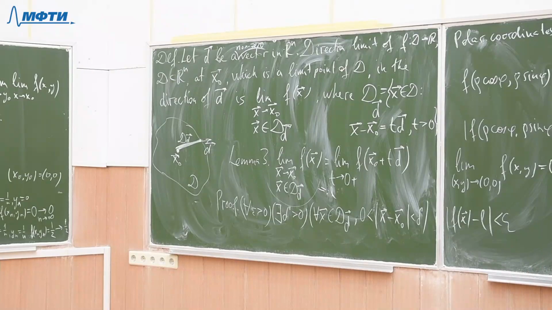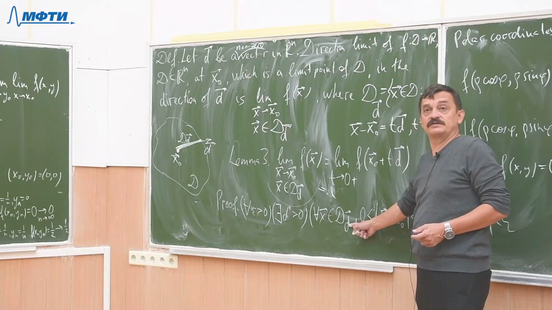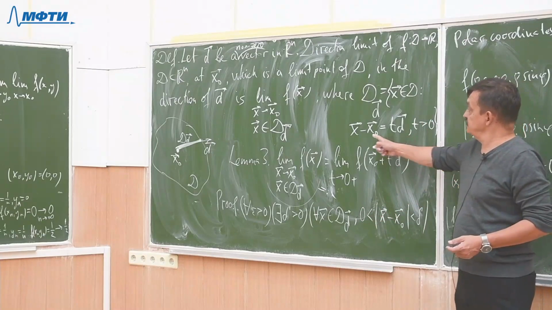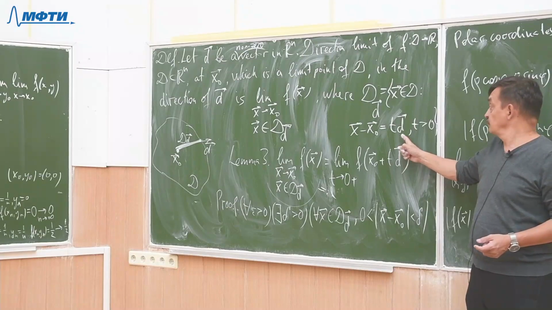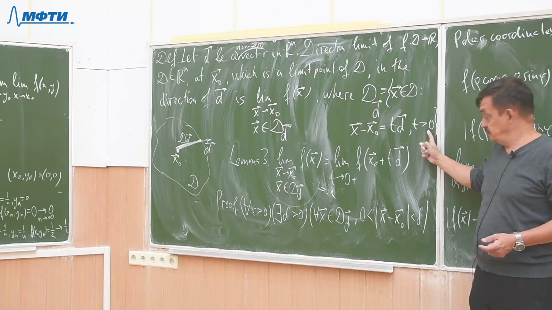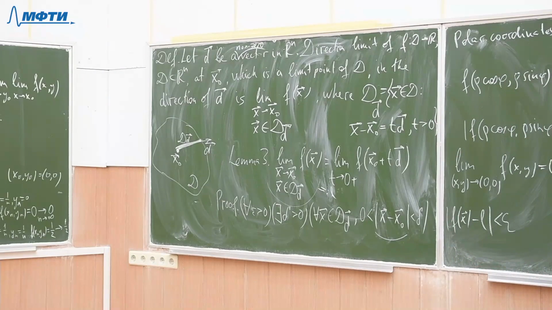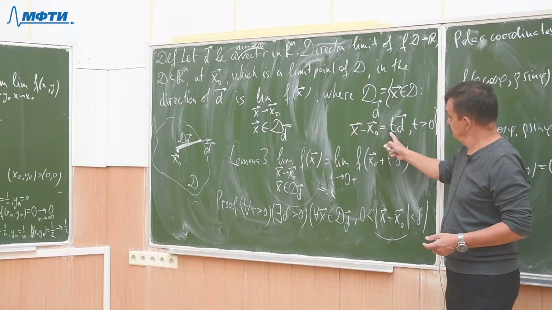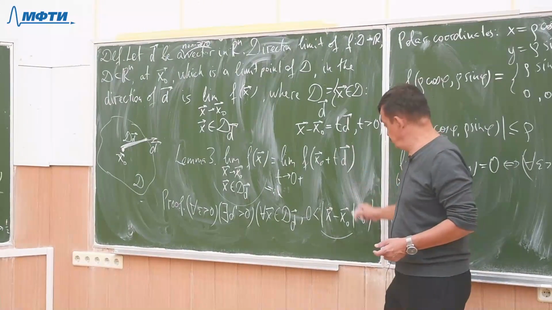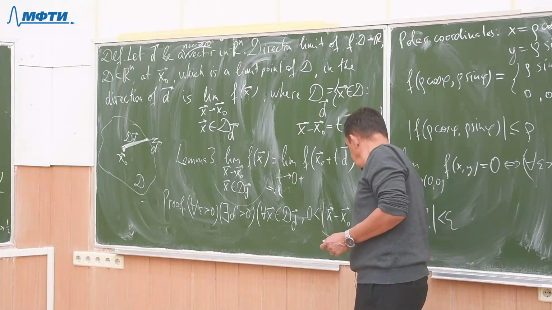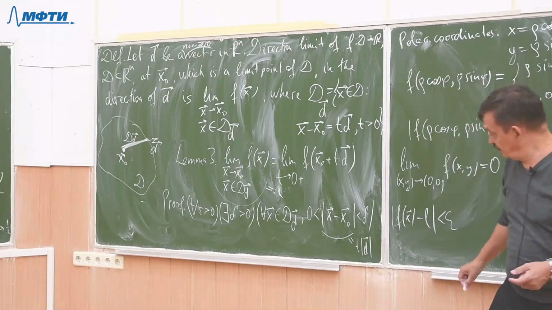Now look carefully at what is here. x in D, what does it mean? x has the following representation, x equals x naught plus t d, where t is positive. Then what is x minus x naught? It is t times d, right? t is positive, so we can write here t times d.